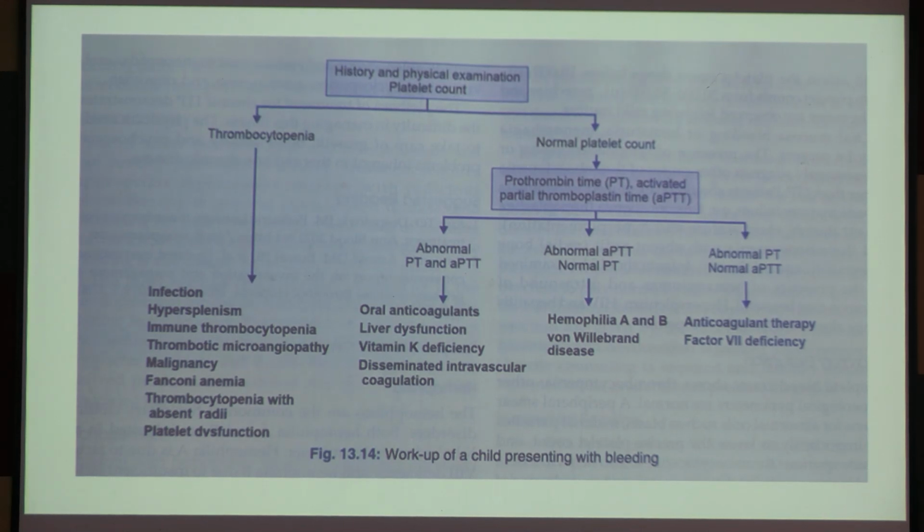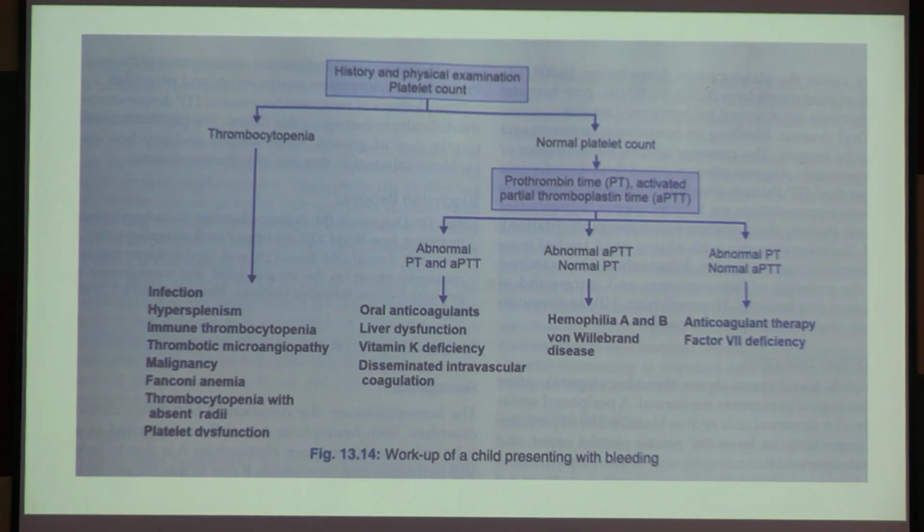And if the platelet count is normal, then we will test further for PT, APTT, prothrombin time and activated partial thromboplastin time. If PT and APTT both are abnormal, then possibilities are liver dysfunction, oral anticoagulants, deficiency of vitamin K or DIC, disseminated intravascular coagulation. So these 4 are possibilities if both PT and APTT are abnormal.